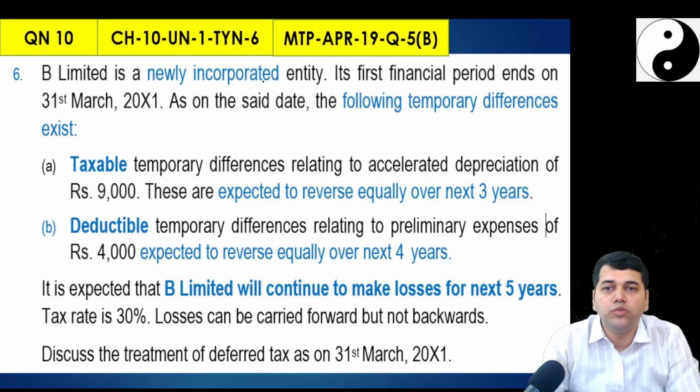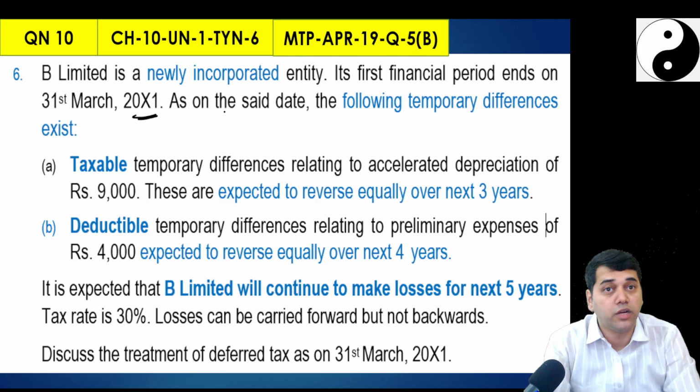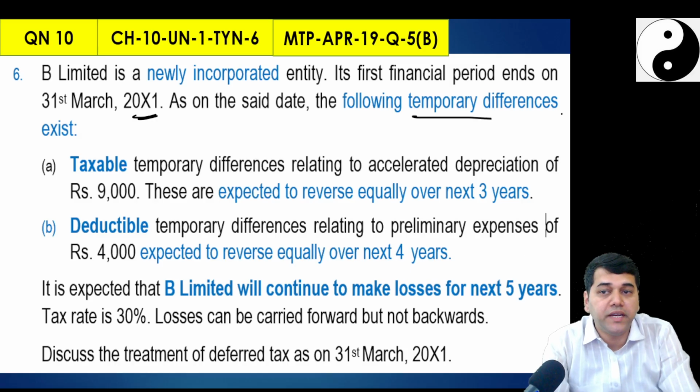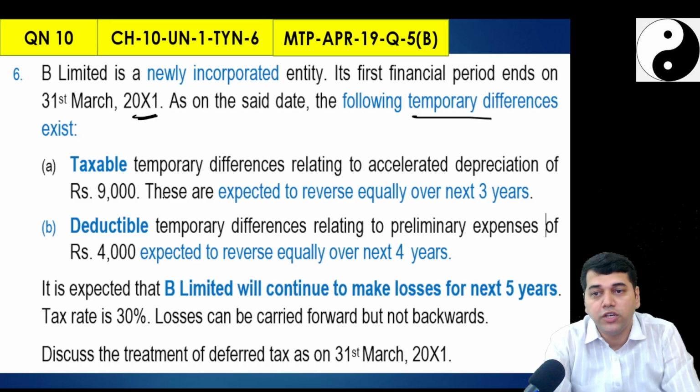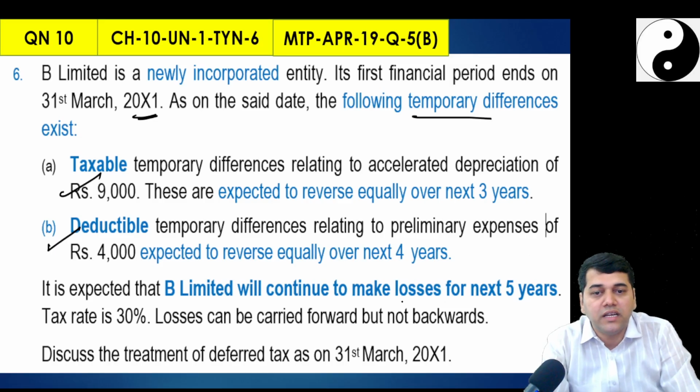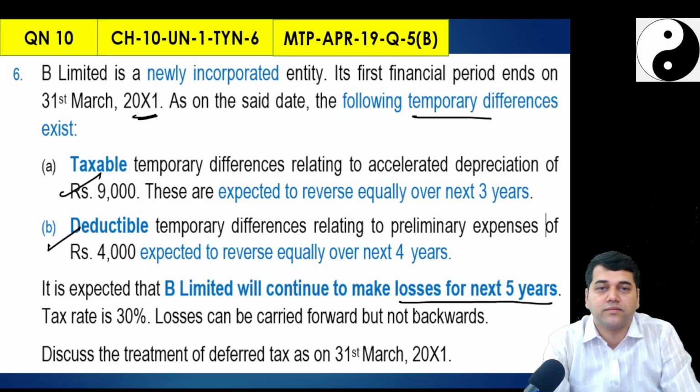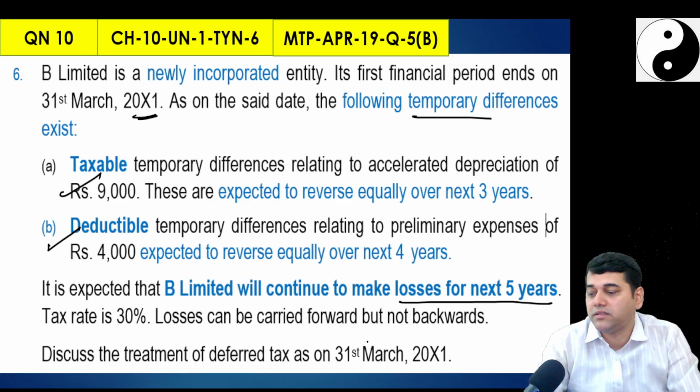B Limited is a newly incorporated entity. Its first financial period ends on 31st March 2011. Okay, new company. Following are the temporary differences that exist. They only told you taxable 9,000, deductible 4,000. It is expected B is going to make losses for the next 5 years. Losses can be carried forward but not backward. That means once you exhaust, it is gone forever. Discuss the treatment of the deferred tax.